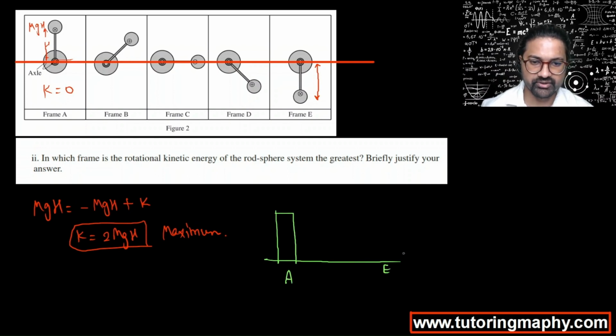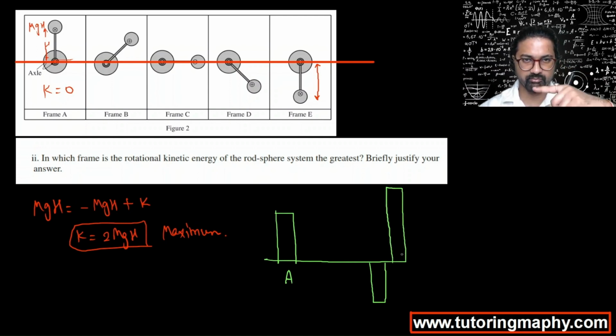And in situation number C, the potential is just the negative of that value. So obviously kinetic should be maximum at this point because the sum of both the bars is constant, right? So that also makes perfect sense. So the answer is frame number E because of minimum potential energy.